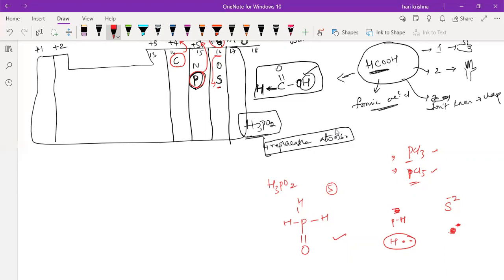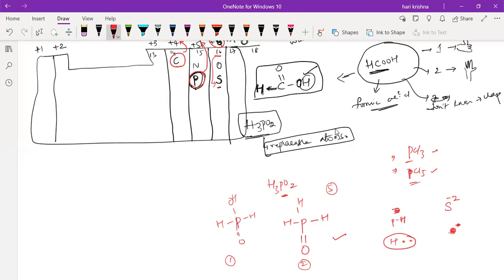Sir, I got it. This one is wrong, the structure is wrong. Oxygen should have 6 bonds. If you take this one, POH, is it correct? No, sir. No, because oxygen should not have 6 bonds. You should not count for oxygen here. We'll count only for phosphorus.